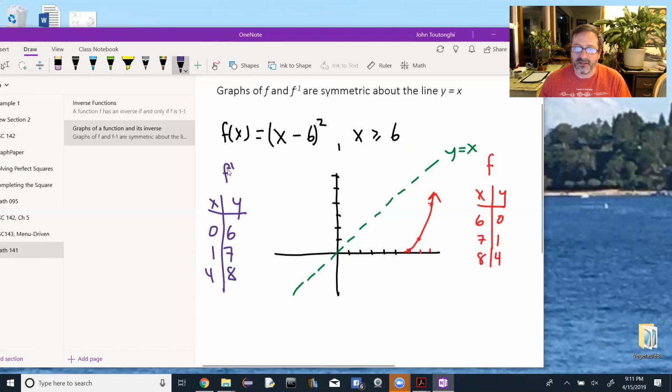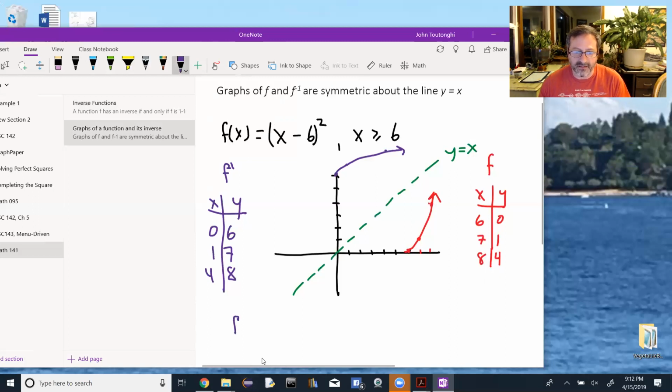0, 6, 1, 2, 3, 4, 5, 6 is here. 1, 7 is there. And 4, 1, 2, 3, 4, 8. Be here, and this guy comes out like that. So the purple graph is F inverse, the red graph is F.